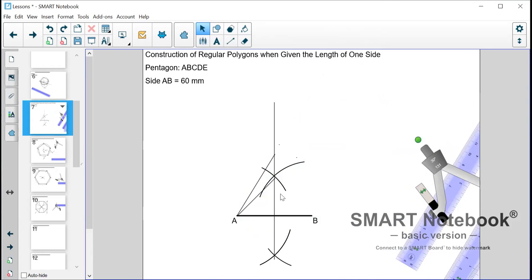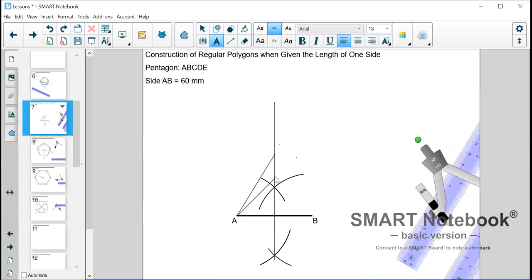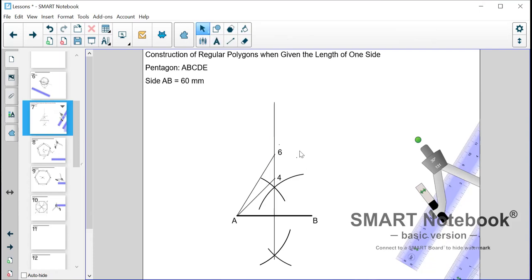Now, for the purpose of clarity, I will just move this a little bit down, so that you wouldn't get confused. The point where the 45-degree angle touches the line, we label that point 4. And the one on top, we label 6. So we have two points, 4 and 6.